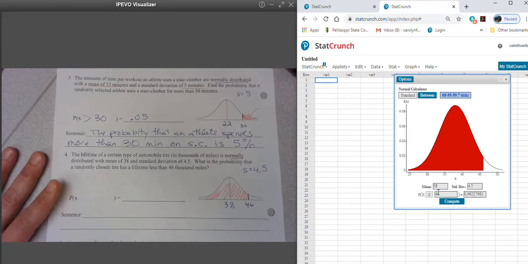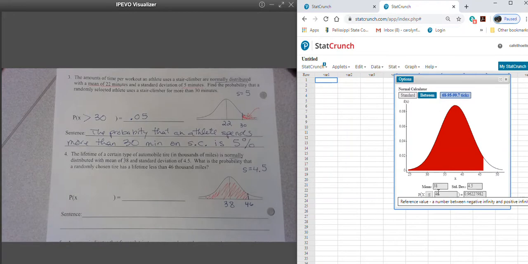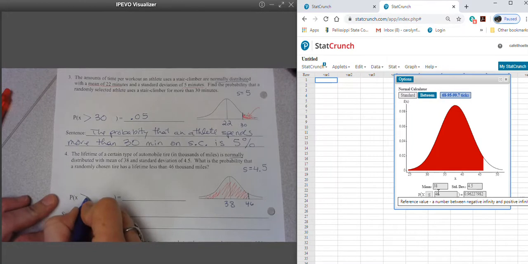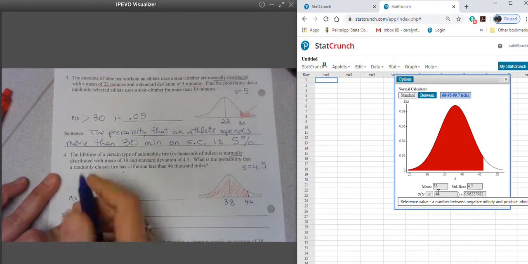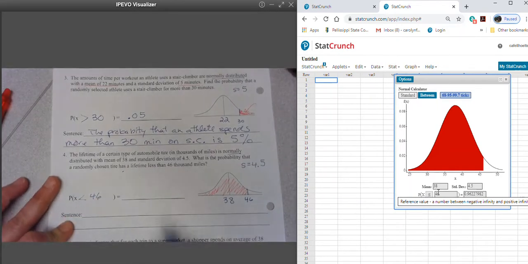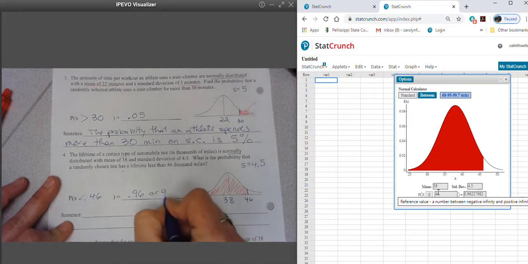So that's a pretty good chance. It's about a 96% chance that the tire is going to get their 46,000 miles or less. So writing out our probability statement, the probability that X, which stands for a randomly selected tire, gets mileage, oops, no, not greater than, sorry, the problem said less than 46,000 miles. And we got 0.96 or 96%.